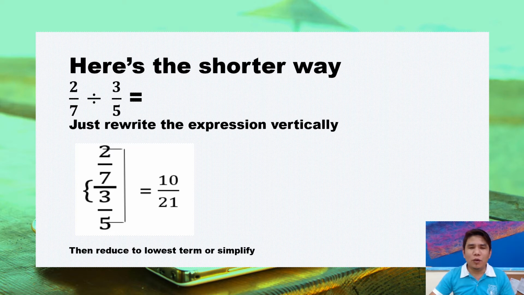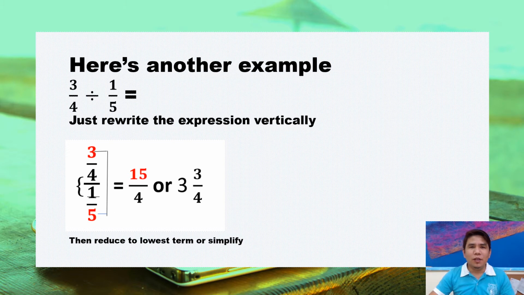And the denominator for the answer is the inner numbers. So multiply 7 and 3. 7 times 3 is 21. As you see, it's the same answer as we got with the usual way of doing it in the previous discussion. Now, here's another example, doing already the shorter way.